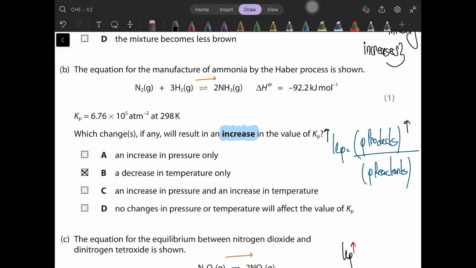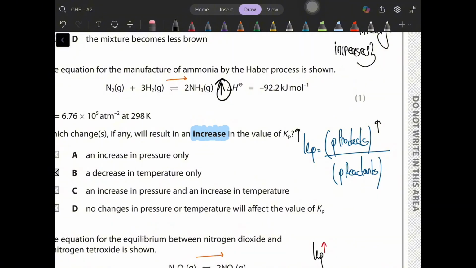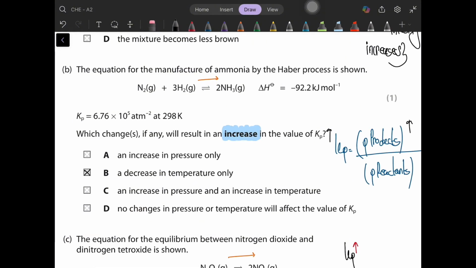An increase in pressure only. If the pressure increases, equilibrium shifts to the direction that has fewer moles of gas, right? So as the amount of product increases, Kp increases as well. This seems to be correct, but let's take a look at some other options.